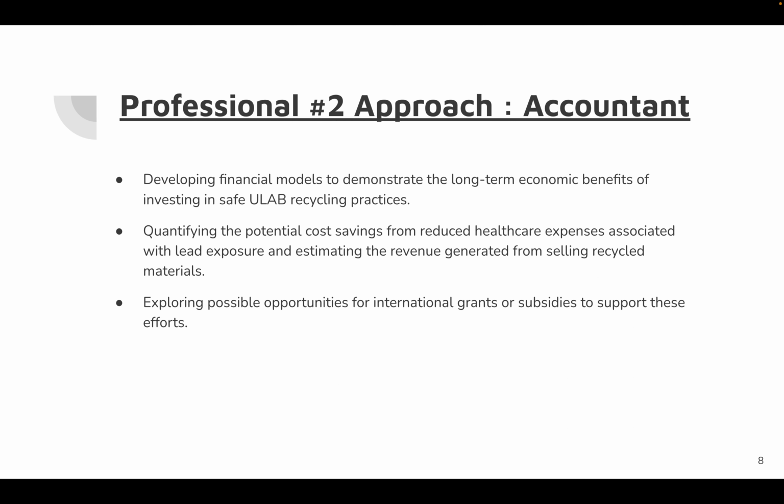For my professional number 2, I spoke to my mother, who is an accountant. She said that we could possibly develop financial models to demonstrate the long-term economic benefits of investing in safe ULAB recycling practices. She also said quantifying the potential cost savings from reduced healthcare expenses associated with lead exposure and estimating the revenue generated from selling recycled materials could also be possible. And then she also said exploring opportunities for international grants or subsidies to support these efforts could be very useful.